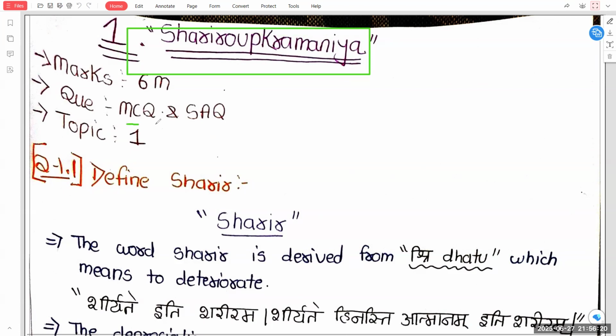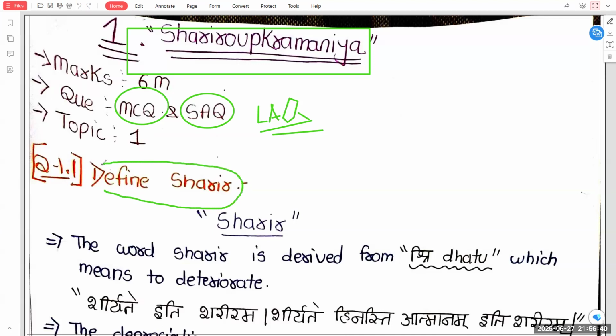According to the NCISM syllabus, from this chapter only the MCQs and the short answer questions, that is, the SAQs, are asked. No long answer questions are asked from this chapter. So no 10 marker questions will be asked. Firstly, we are going to start with the first topic, that is the definition of Sharir.